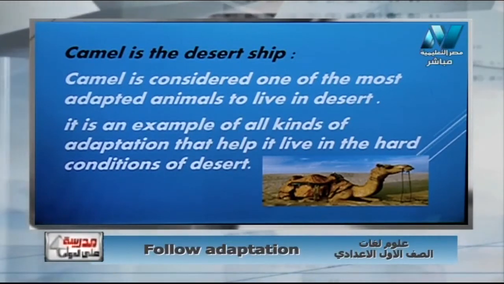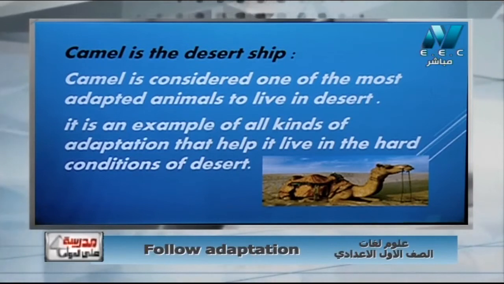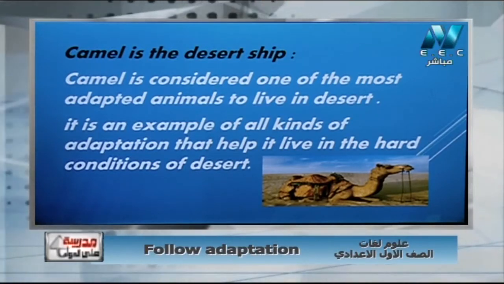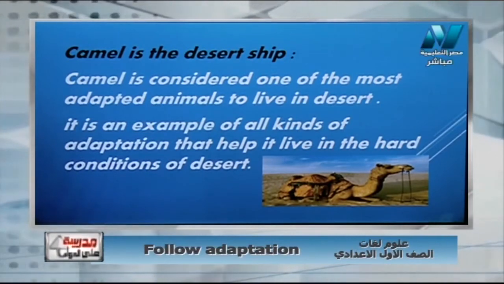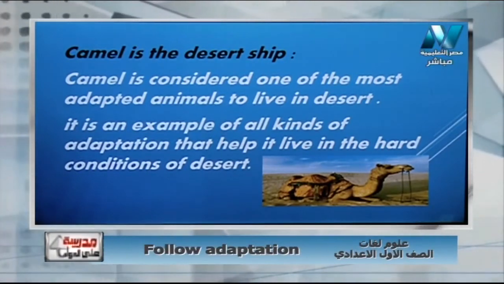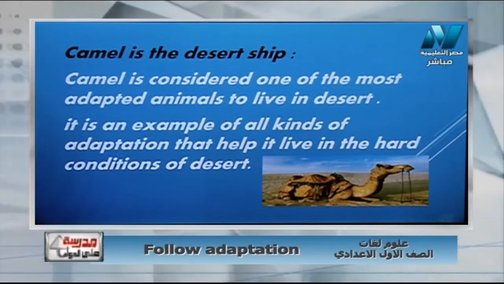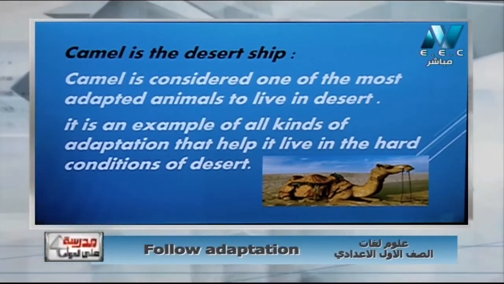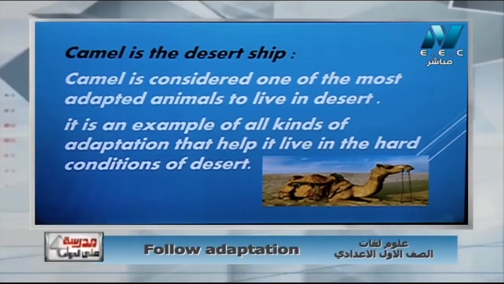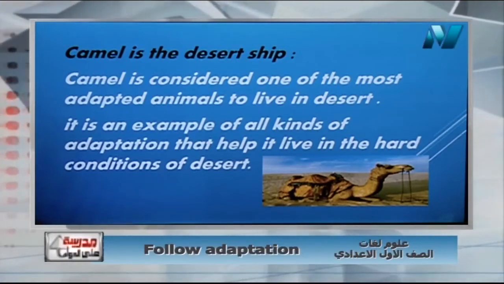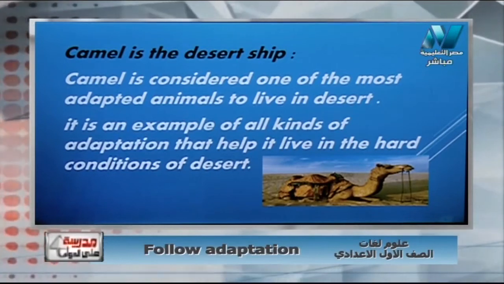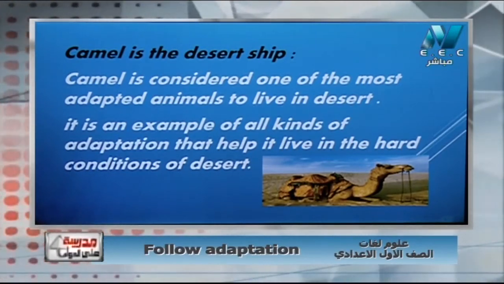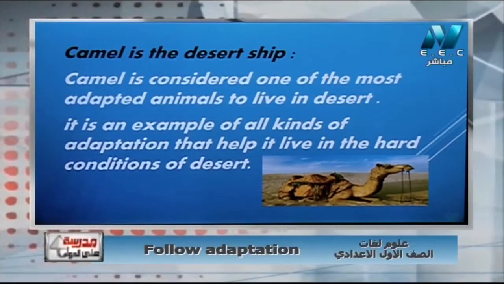Camel is considered one of the most adapted animals to live in the desert. It is an example for all kinds. It's a very good question, my dear student, and you can see it in the type of: write the scientific term. The animal which is an example of all kinds of adaptation. What? It's camel. That helps it live in the hard conditions of the desert.